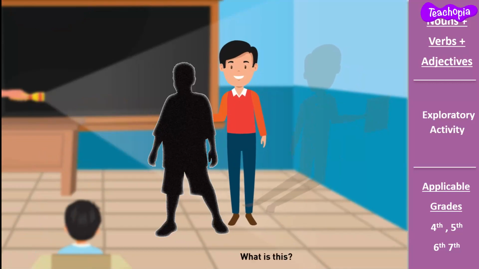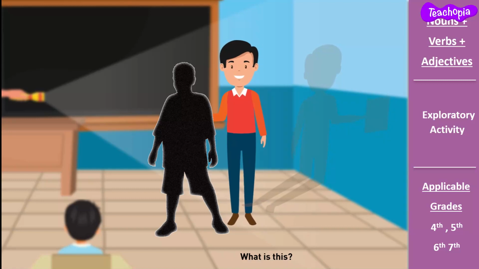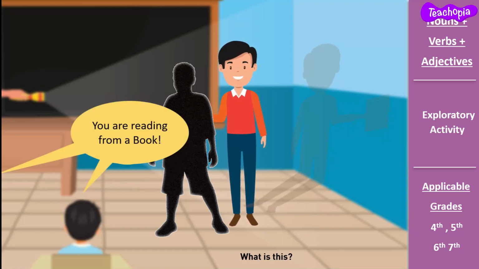In the same way, if you were using adjectives to describe a book in the box, and if you were holding the book behind the curtain or behind the learner, then act like reading from the book and allow the shadow to be cast on the wall. Now, ask the learners to observe the shadow of the object being cast along with the action. Encourage them to guess the object. You are reading from a book.